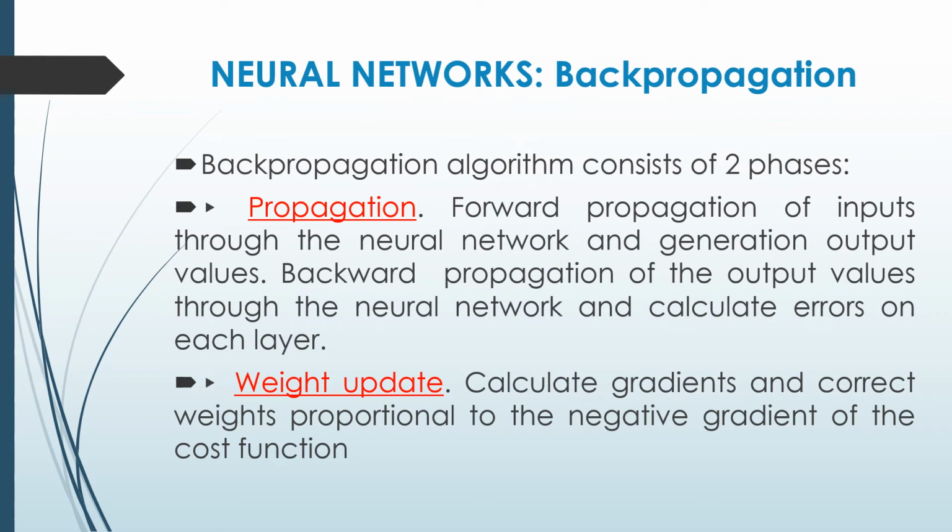A feed-forward neural network can be trained with the backpropagation algorithm, a gradient descent algorithm where gradients are propagated backward, leading to very efficient computing of the higher layer weight changes. The backpropagation algorithm consists of two phases. The first is propagation, in which the inputs are forward propagated through the neural network to generate output values, and then the output values are propagated backward through the network to calculate errors on each layer. The second is weight update: calculate gradients and correct weights proportional to the negative gradients of the cost function.